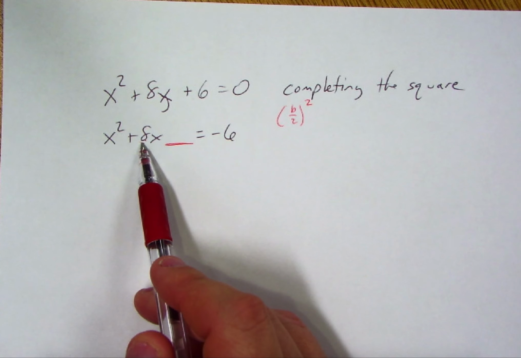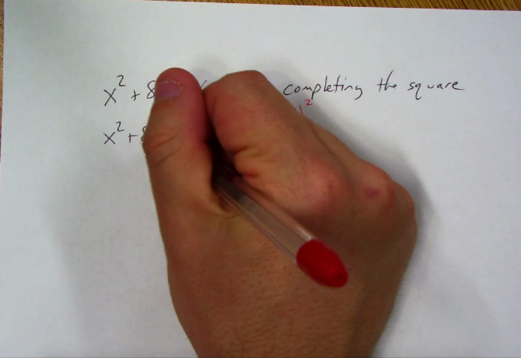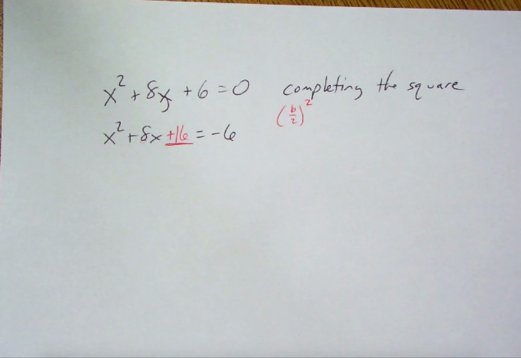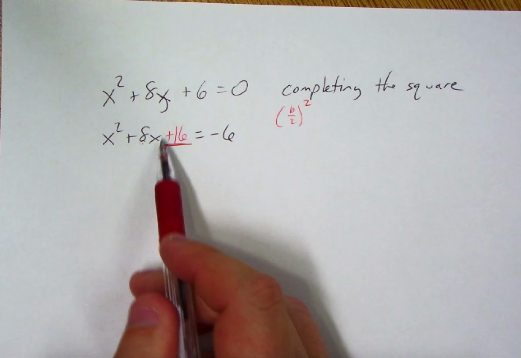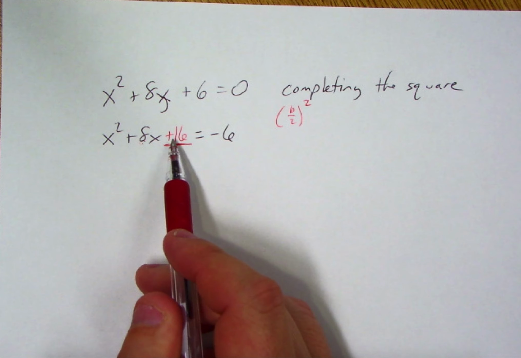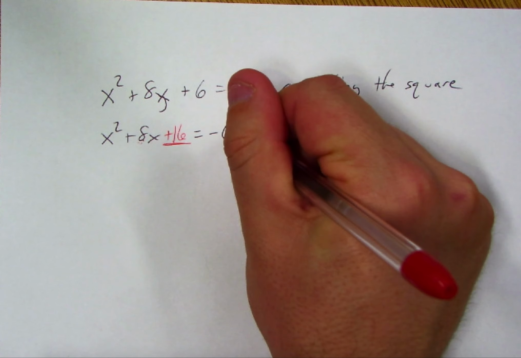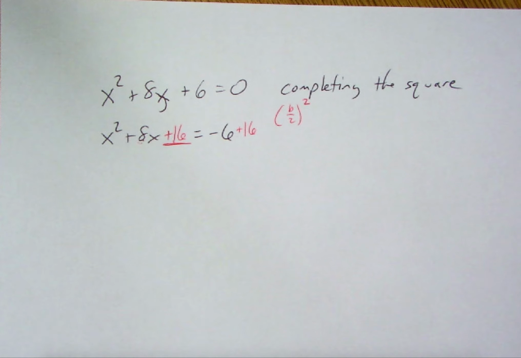So half of 8 is 4. 4 squared is 16. So we add 16 to the left side. Remember, to keep an equation balanced, you can't just randomly or magically add a number to the left side. You also have to do it to the right side. Whatever you do to the left side, you have to do to the right side as well.